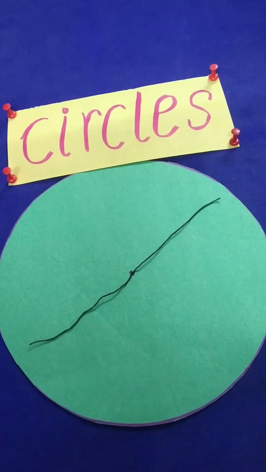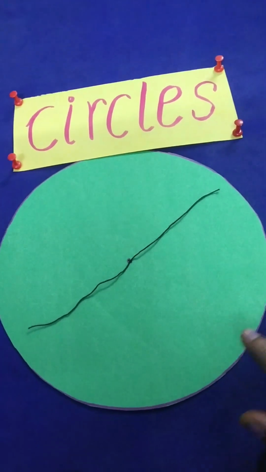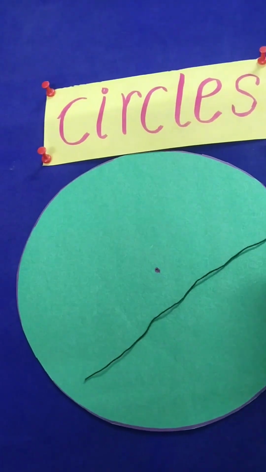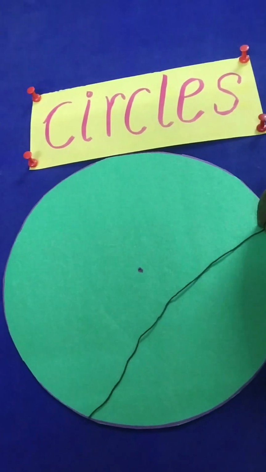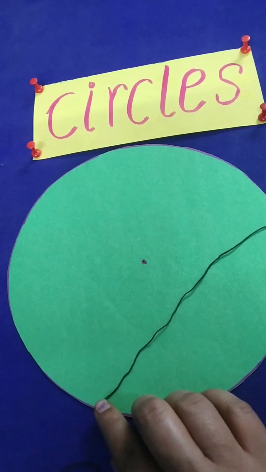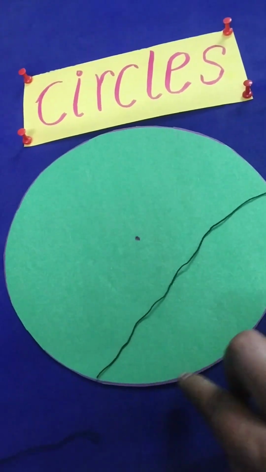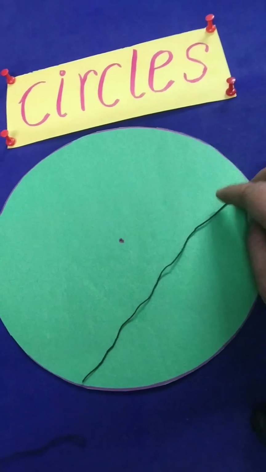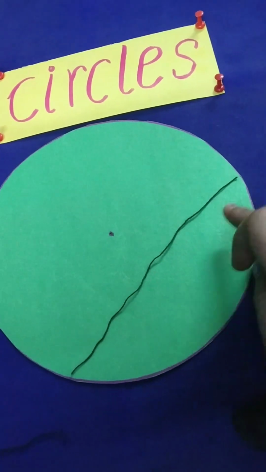Now we will check exactly which place we can paste it. Its end points must be at the circle, touching the circle, because only the boundary is considered as the circle. So I'll fix it here, so that for the exact length, its end points must touch the circle.